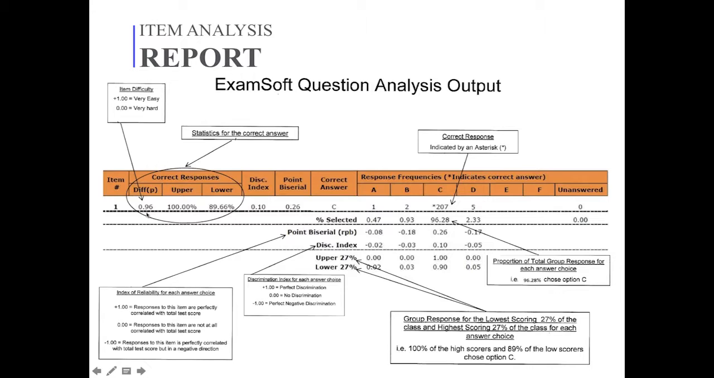This is where I think marrying that perspective and knowledge that you have as a faculty member becomes so vital. This is 96% of the class getting this item correct. Is that what you intended? Was this a mastery level item? You expect everybody to know it. It's important enough that you want to put it on the test, even though you expect every single person should know this, to ensure that they're getting it correct.